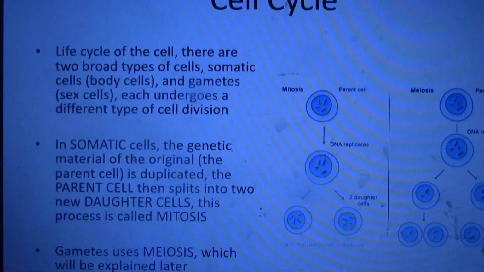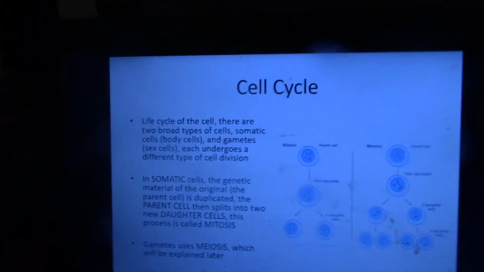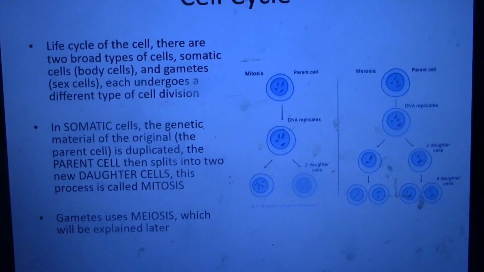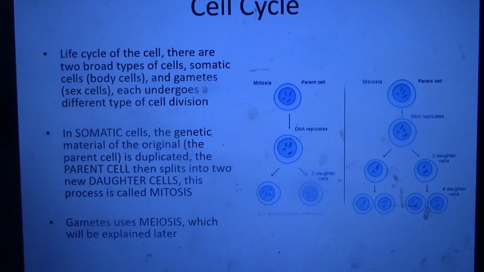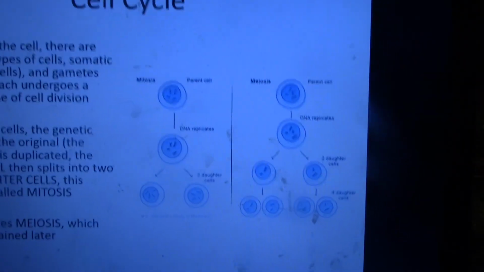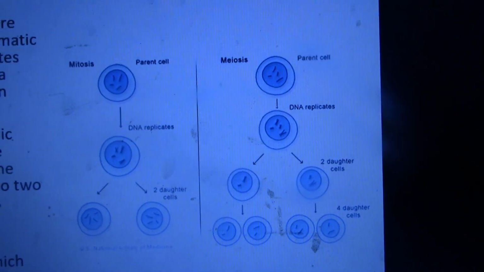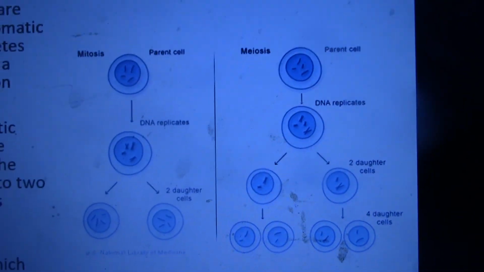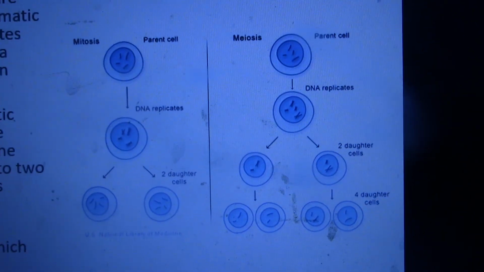So the cell cycle. We're going to talk about mitosis and meiosis, right? And you learned in grade 9 about mitosis. Mitosis is the division of cells for growth, maintenance, and repair. Meiosis makes gametes or sex cells. So we're going to talk in general about these two different modes of replication.